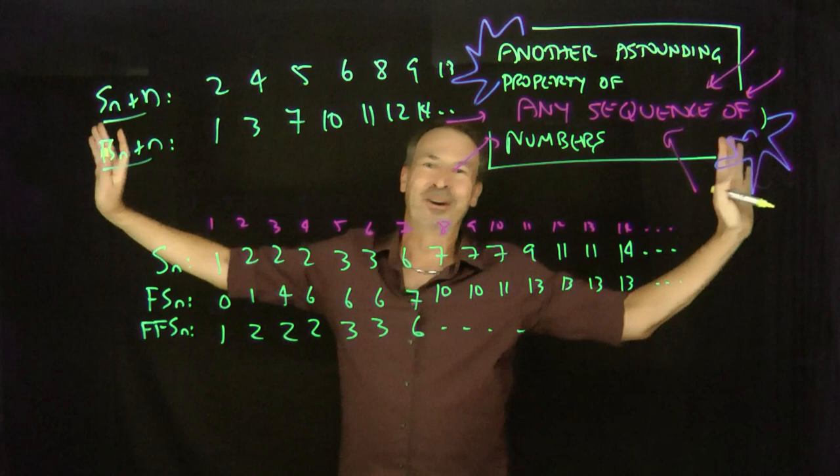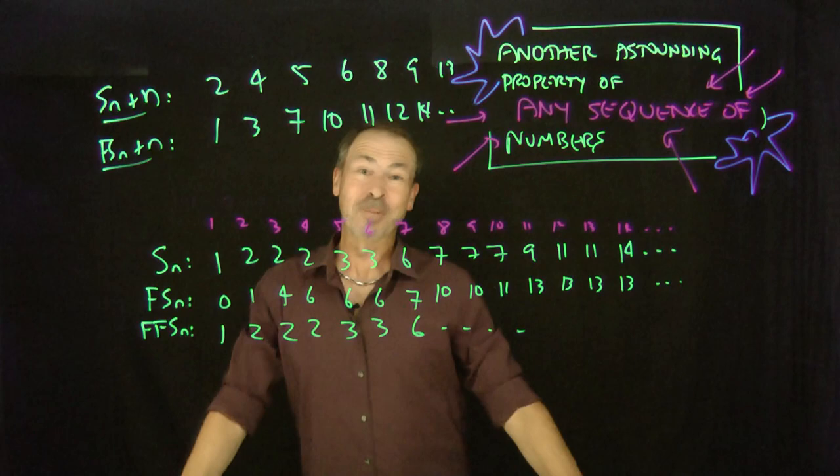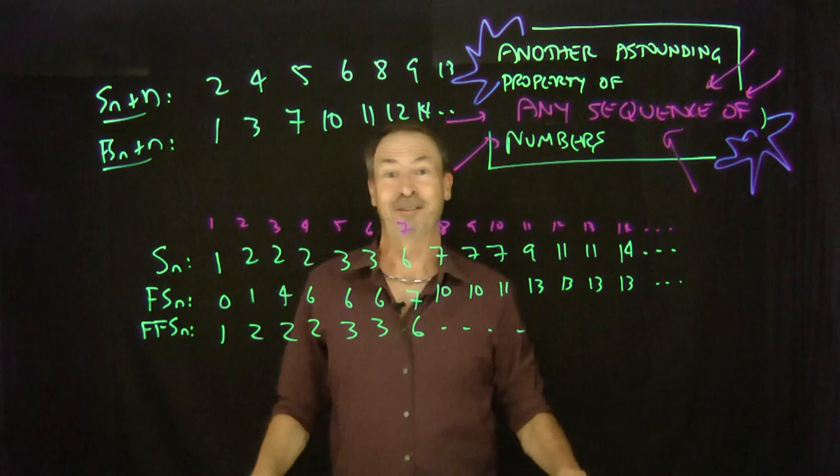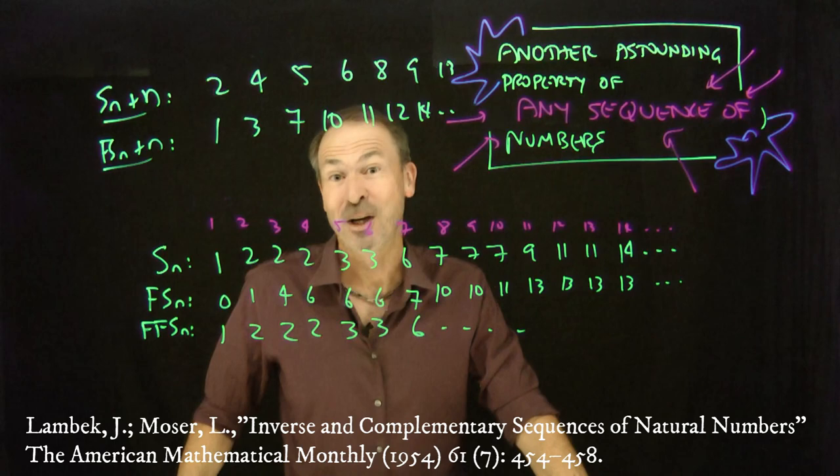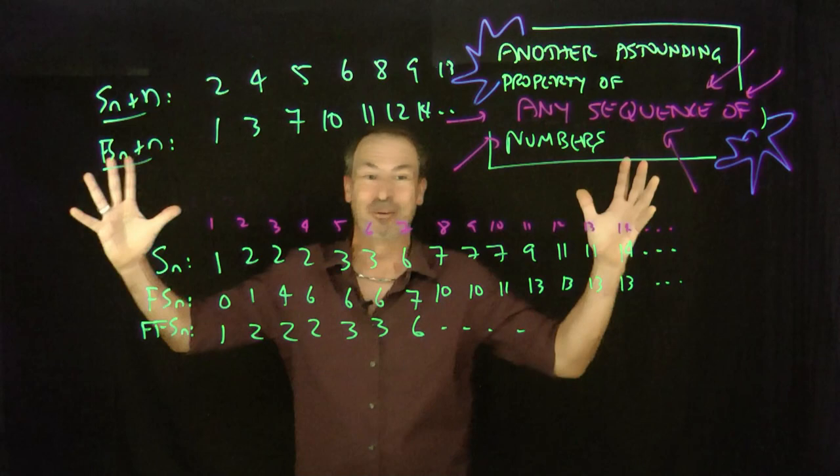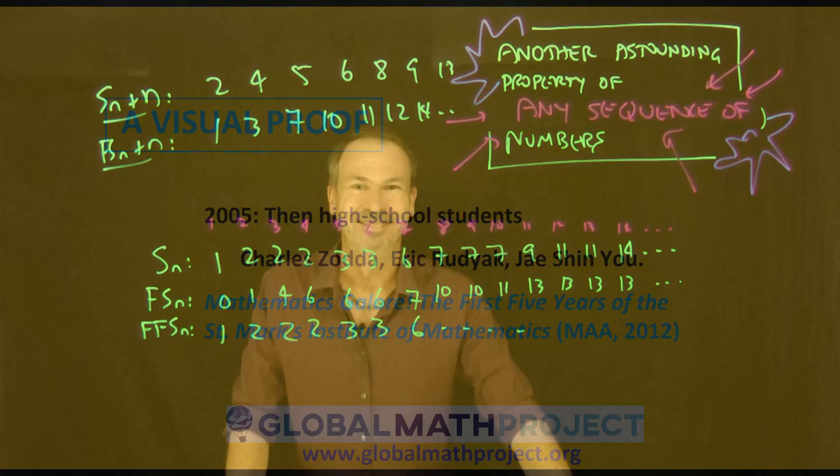This is astounding. This is amazing. It's wonderful. This result's been known for actually a good 65 years. It was proven in 1954, or I should say discovered and proven in 1954 by Moser and Lambek. But here is actually what I want to present today, a beautiful visual proof that some high school students came up with about some 10 years ago, which is just astounding. This is why I want to share it with you right now. They proved it for any sequence of this type. So let's do it.